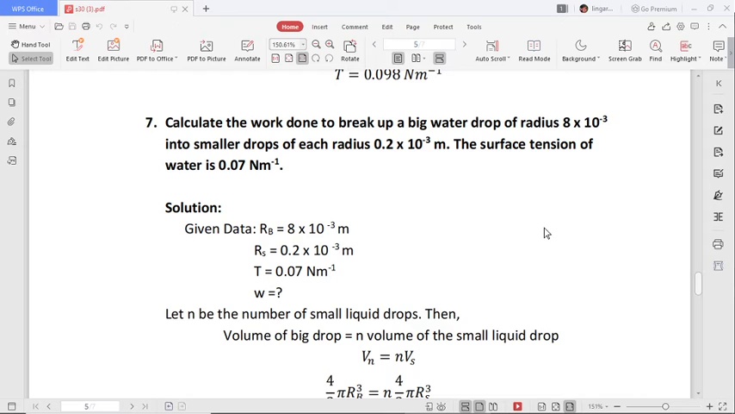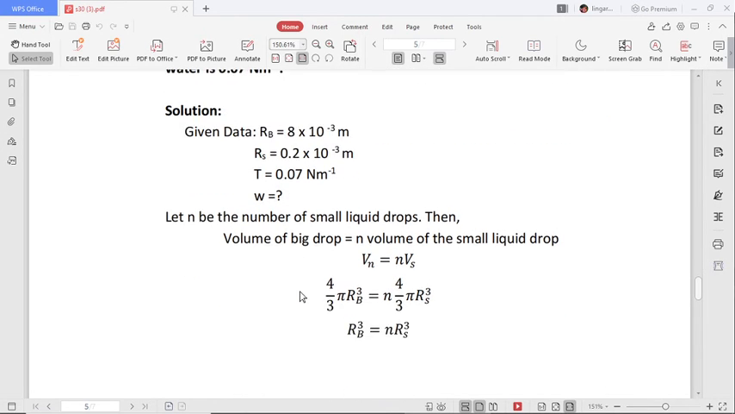Okay. So, what is given? The big water drop radius is 8 into 10 to the power minus 3. Then the small water drop radius is 0.2 into 10 to the power minus 3. Surface tension is given as 0.07. What value do we have to calculate? We have to calculate the work done, W. So we come to the formula.